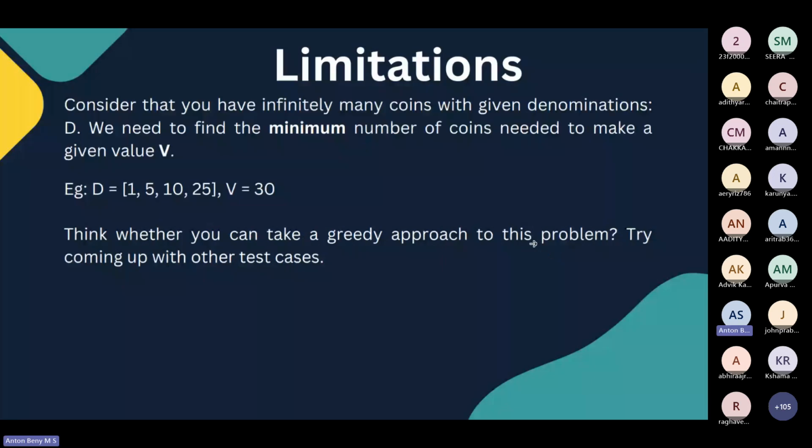Consider that you have infinitely many coins with given denominations in the array D. Now we need to find the minimum number of coins needed to make a given value V. So let's say you have infinitely many coins of 1, 5, 10, and 25, and you are asked to use these coins to make the value of 30. You need to find the minimum number of coins, mind you.